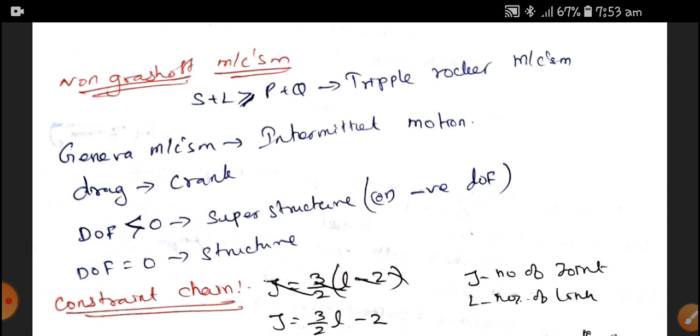One is the Geneva mechanism, which will produce intermittent motion, and another is the crank drag. Now, degree of freedom. If the degree of freedom is less than 0, or a negative degree of freedom, it is called a superstructure, whereas if the degree of freedom is equal to 0, it is called a structure.